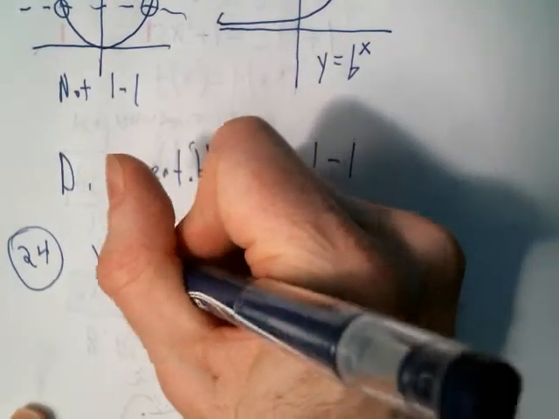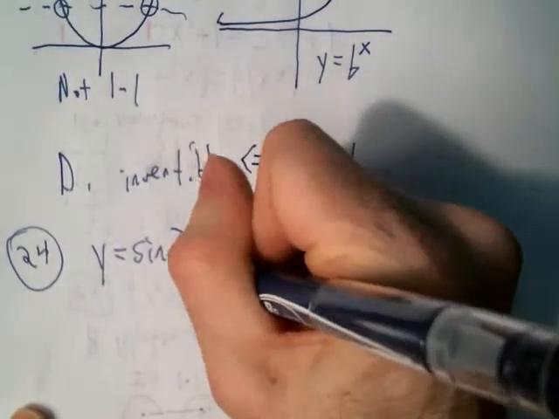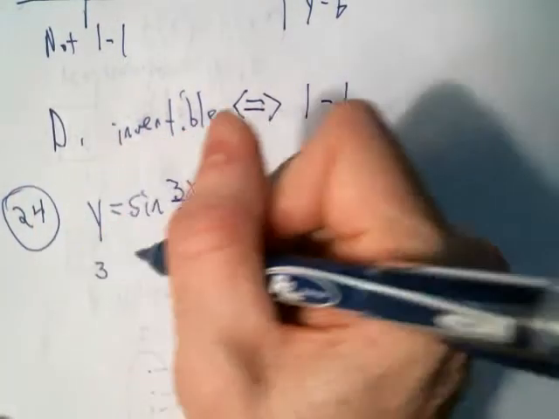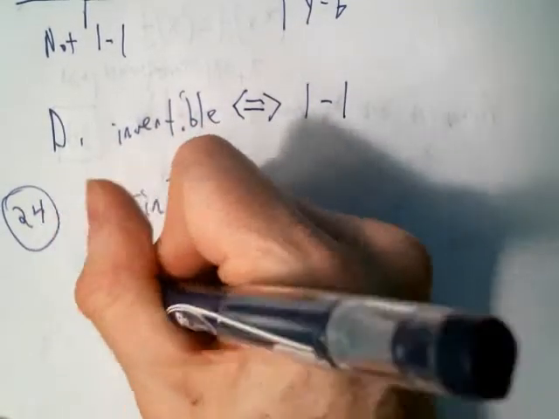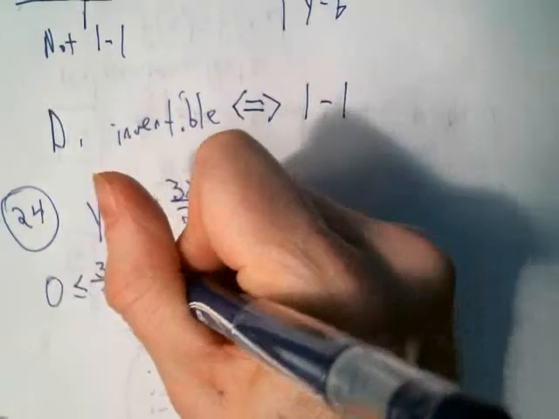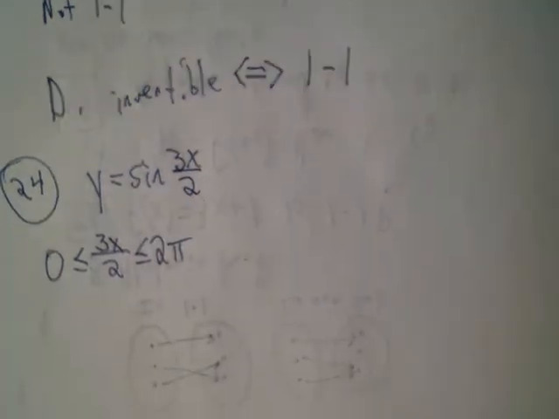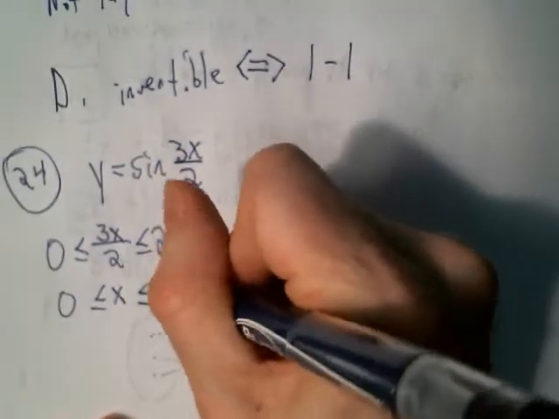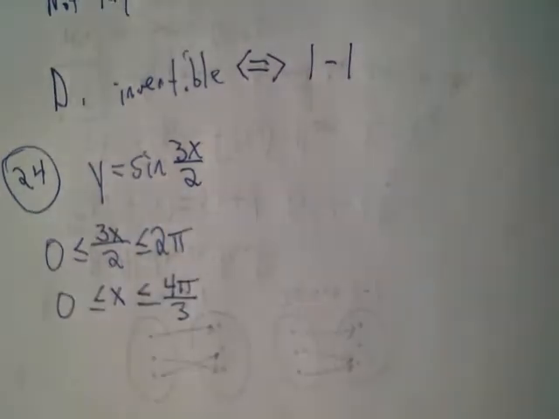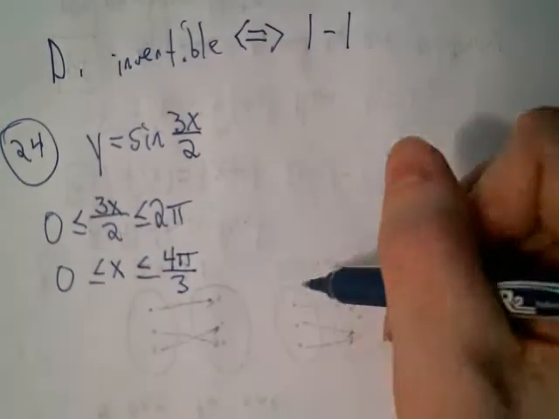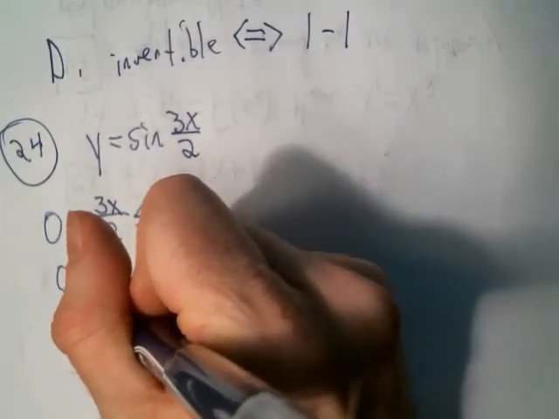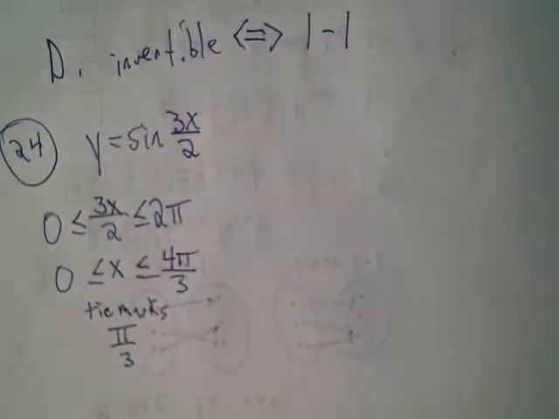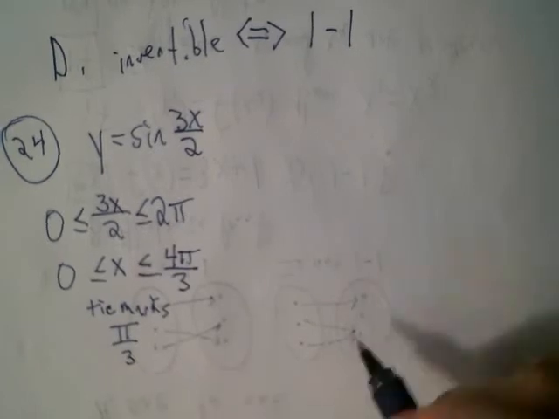We have y equals sine of 3x over 2. Okay, so the amplitude is 1. The period, to find that, we just take the 3x over 2 and wedge it in between 0 and 2 pi, and solve for x. So we would get x equals 4 pi over 3 for our period. And then to get the tick marks, just divide that by 4. So our tick marks will be at pi over 3's. Okay, so 4 pi over 3 divided by 4 is pi over 3.